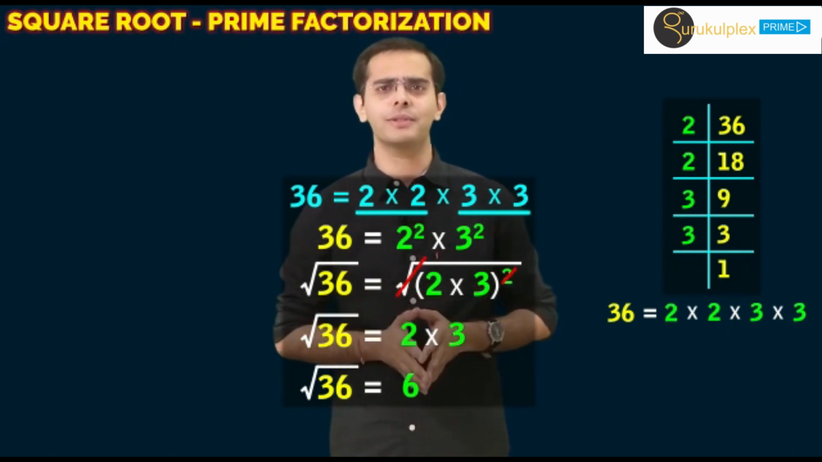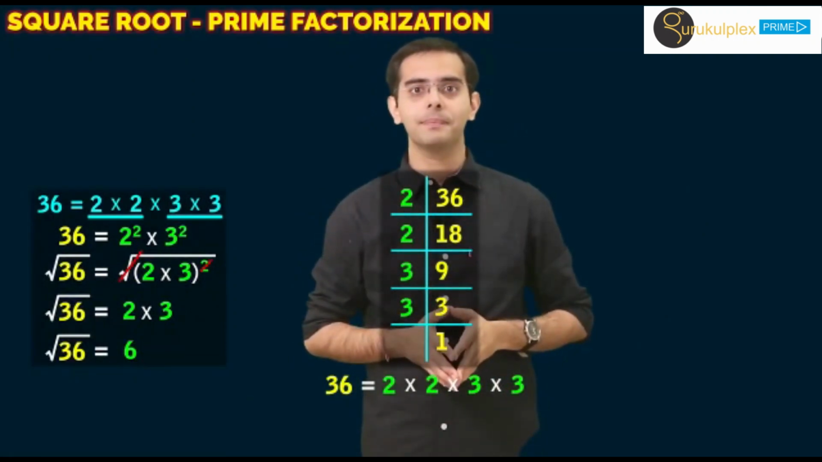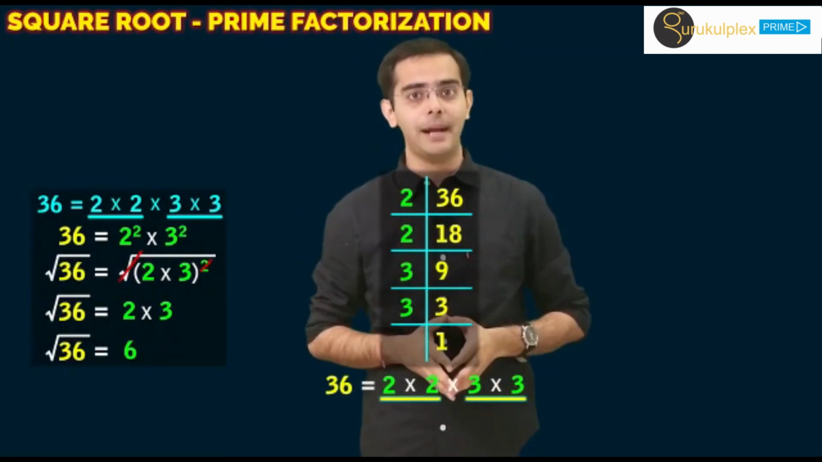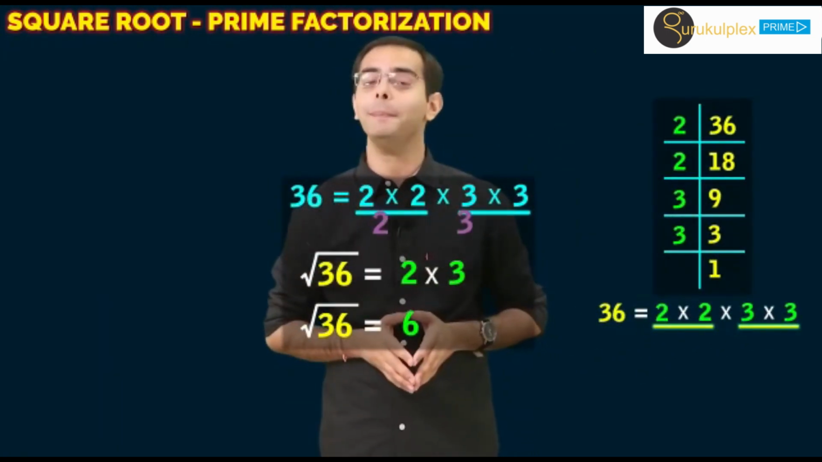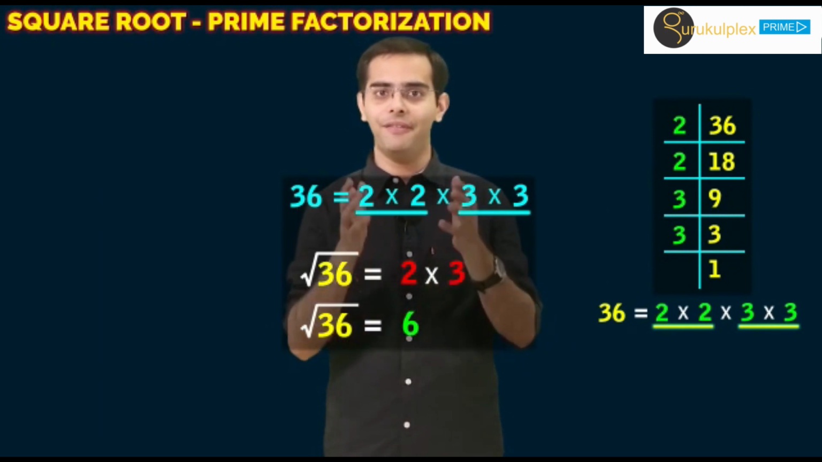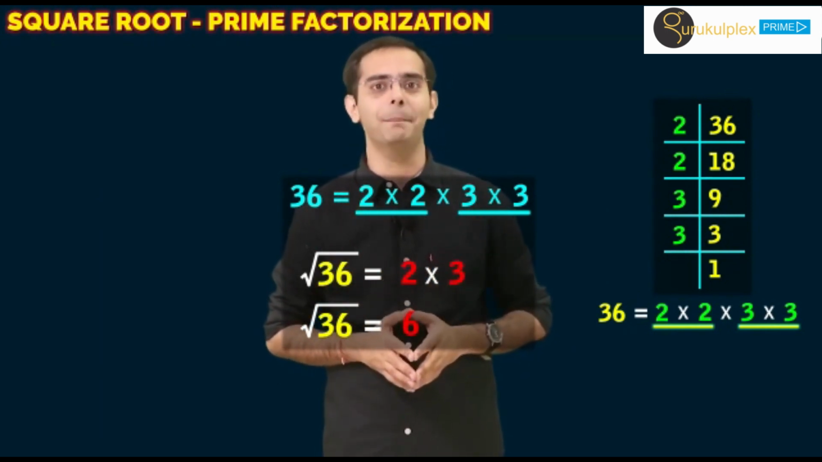You just have to follow some simple steps. So first we'll find the prime factorization of the given number. Then we'll pair the prime factors. After this, we'll take one factor from each pair. And then finally, we'll multiply them to get the square root of the given number.